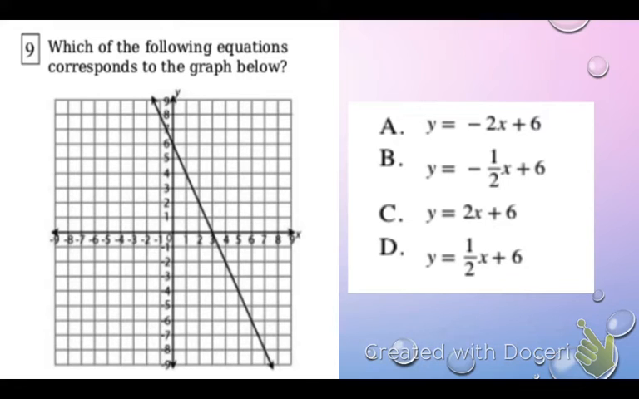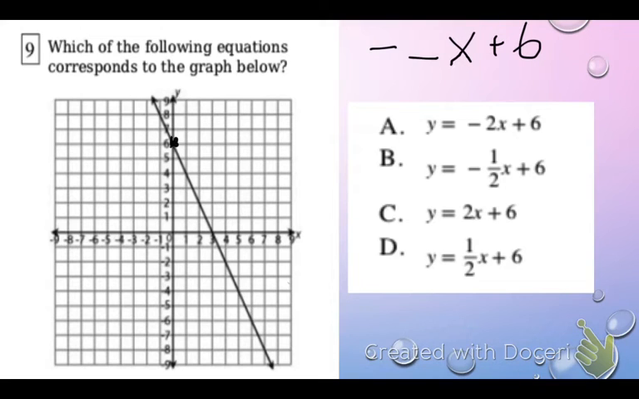So I'm going to start with this line. Well, I know that this line is going down, all right, from left to right. Therefore, it's going to be a negative line. So I know that my answer is going to be negative. Okay, then I know that my y-intercept is 6 right here. So my equation is going to be negative something x plus 6.